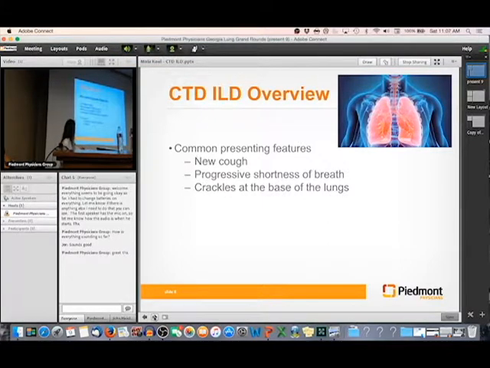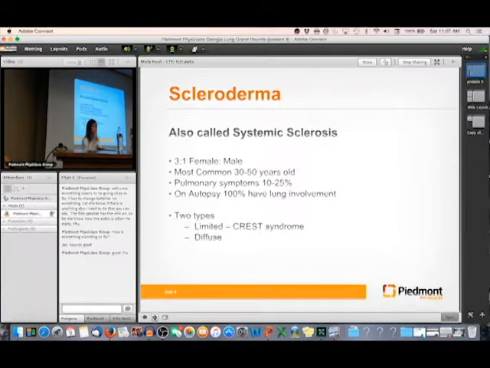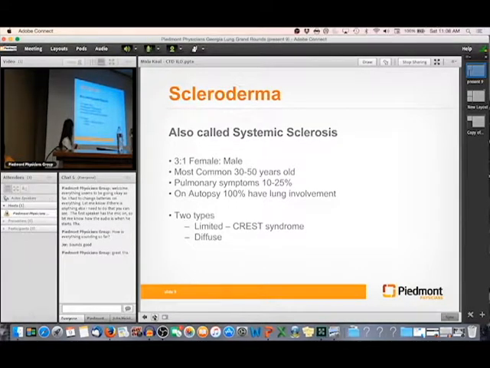So let's move gears into scleroderma. Scleroderma makes up probably the largest proportion of connective tissue disease associated ILD that's clinically significant. Probably more people have rheumatoid arthritis associated ILD, but clinically significant disease is probably scleroderma. Scleroderma, if you're Googling it online, is also sometimes referred to as systemic sclerosis. It's a disease that's predominantly in women between the ages of 30 and 50. So this is a disease of younger people.